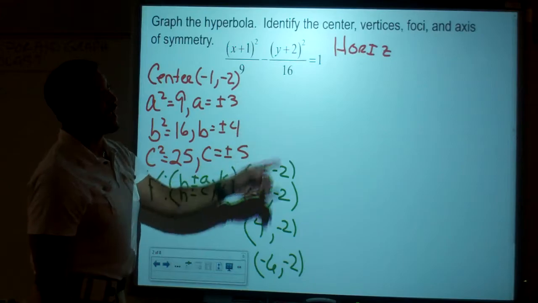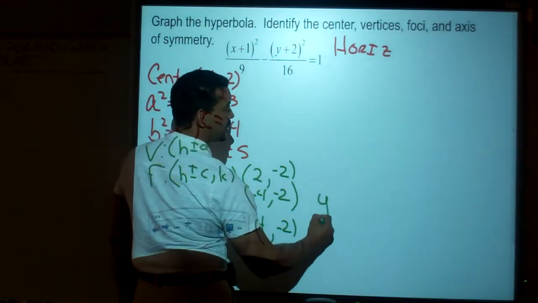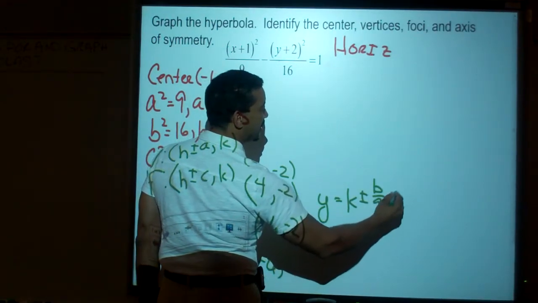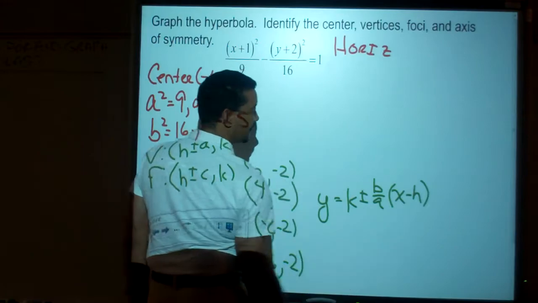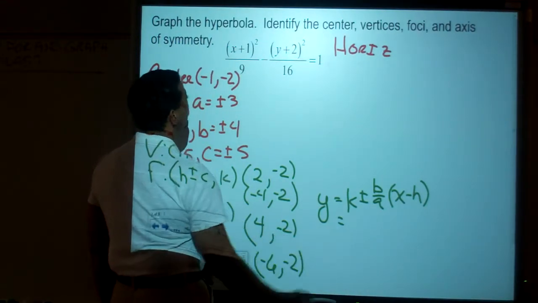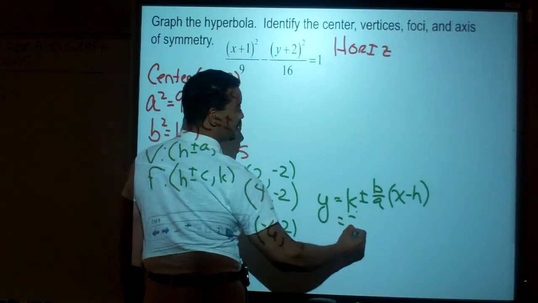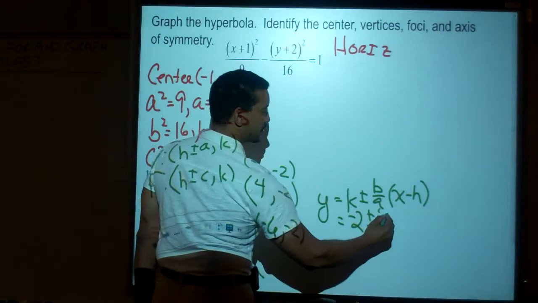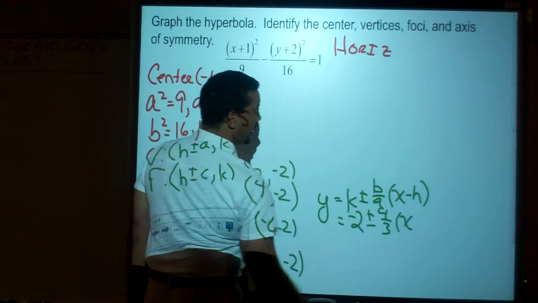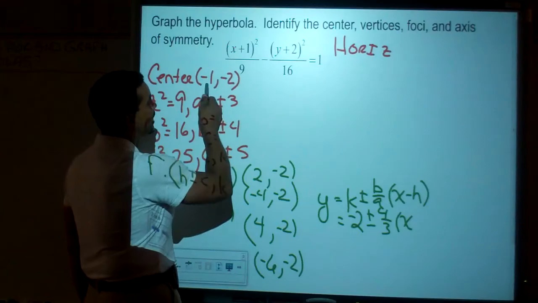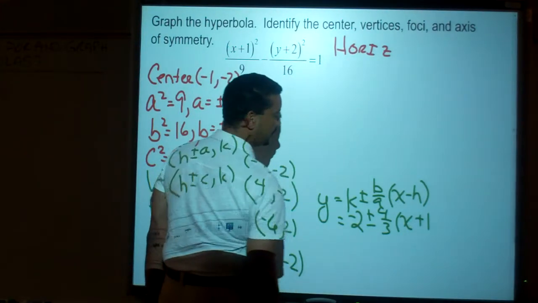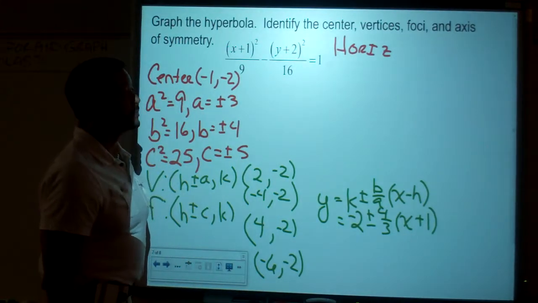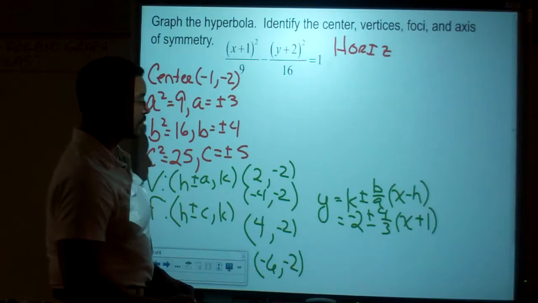Last but not least, we have our axis of symmetry, which is y is equal to k plus and minus b over a, x minus h. Plug in what you know. You've got k is -2, plus and minus b over a, so it'd be 4 over 3, and it'd be x minus h, so it's going to be x plus 1. Alright, so now we have all this information. What we're going to do is graph these.